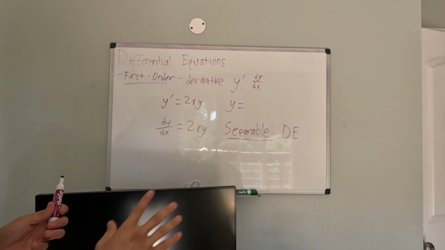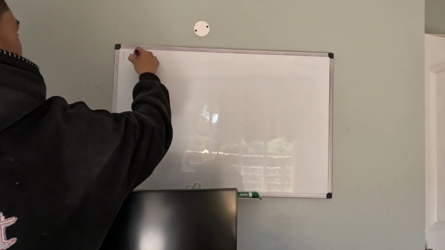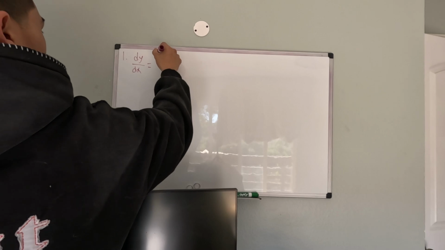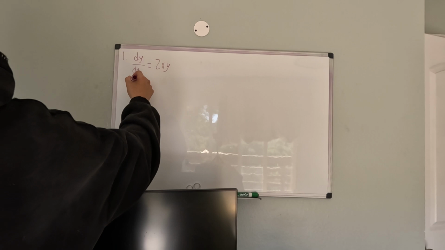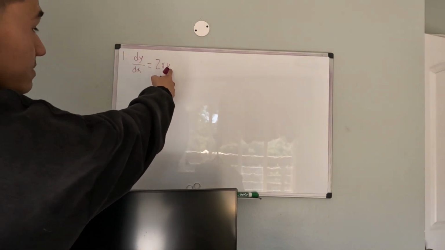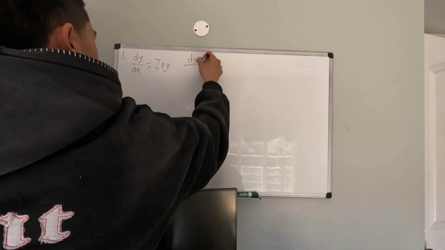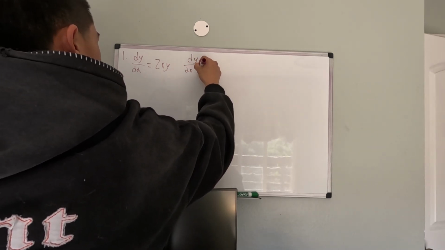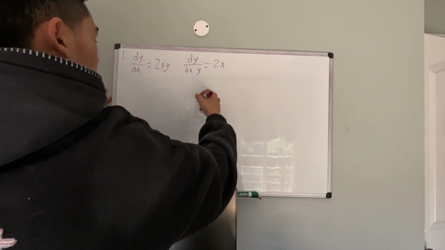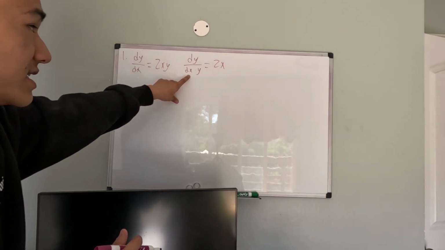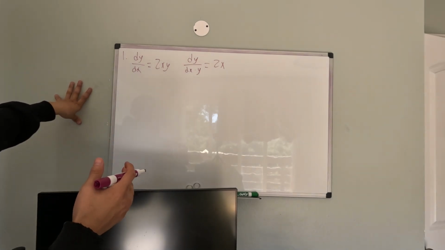I'm going to erase the board and redo it so that you can see it better. The equation is dy/dx equals 2xy. The way you separate it is you divide both sides by y, and I'll do both steps at the same time. So dy/dx times y equals 2x, and then we multiply both sides by dx. Hopefully you can see the steps.